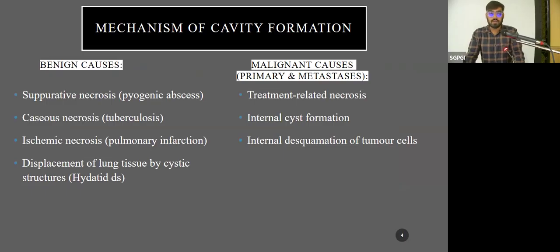Benign causes can be further classified into suppurative necrosis, caseous necrosis, ischemic necrosis, and displacement of lung tissue by a cystic structure. Suppurative necrosis includes pyogenic abscess. Caseous necrosis includes tuberculosis. Ischemic necrosis includes pulmonary infarction, and displacement of lung tissue can be caused by a hydatid cyst. Malignant causes can be due to primary causes or metastasis. The mechanisms include treatment-related necrosis, internal cyst formation, and internal desquamation of tumor cells.